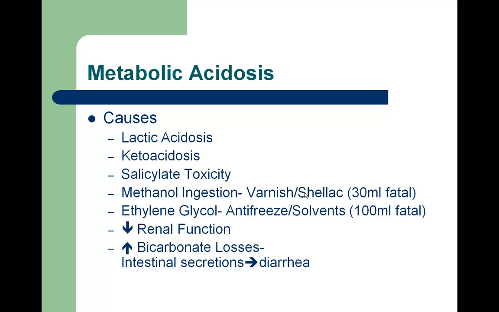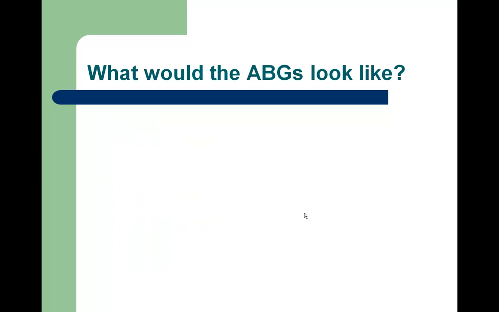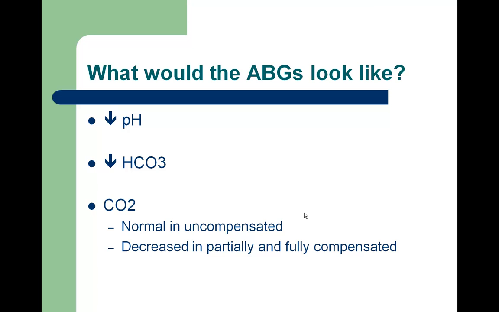A decrease in renal function will end up with a metabolic acidosis, or an increase in bicarb losses like you'd see in diarrhea or vomiting. We talked about that in the vodcast. What would the ABGs look like? You'd have a decreased pH, a decreased bicarb, CO2 normal in an uncompensated state, decreased in partially and fully compensated states.